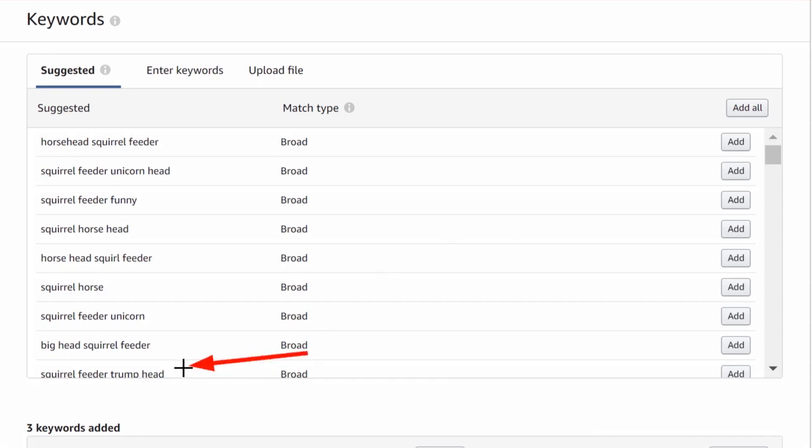Like there's apparently people looking up this squirrel feeder Trump head. But you can also go ahead, and what you might want to do is enter your own keywords there. So by doing that, you have these ideas where you think you're going to launch and compete when you're looking at these keywords, because each keyword's a different market.